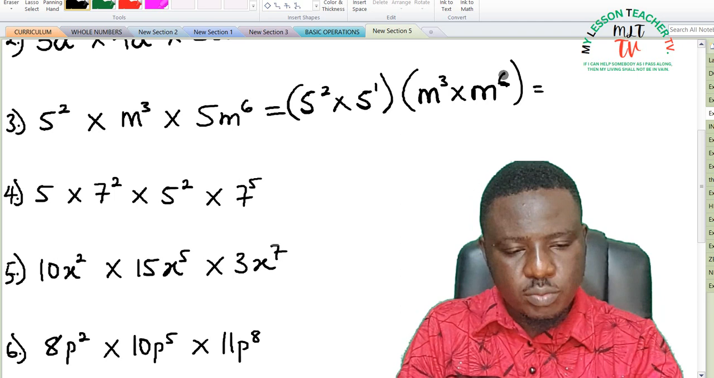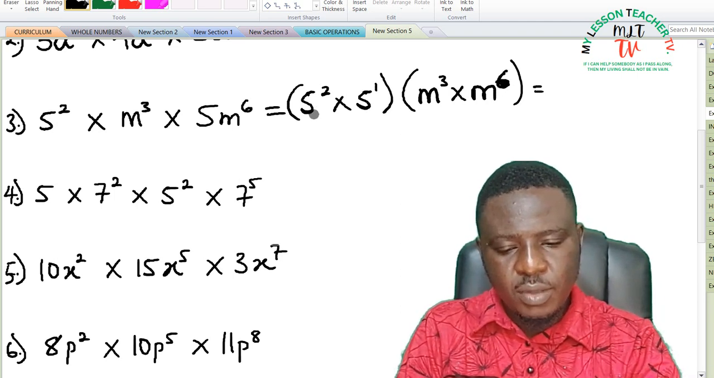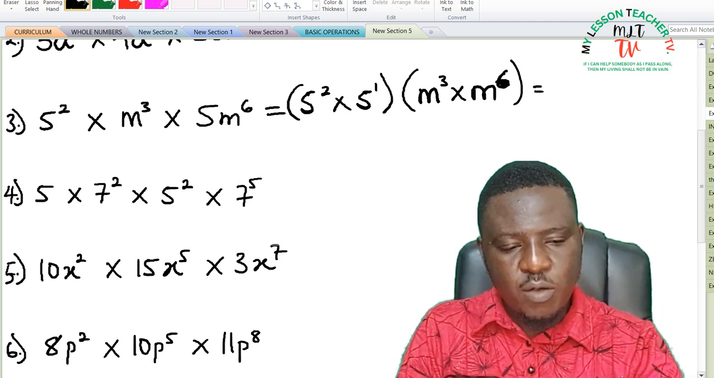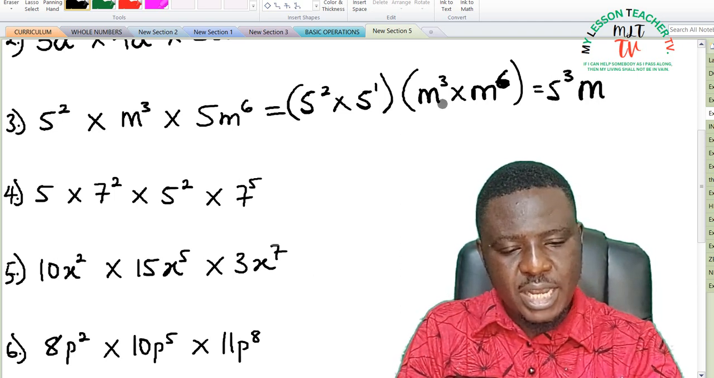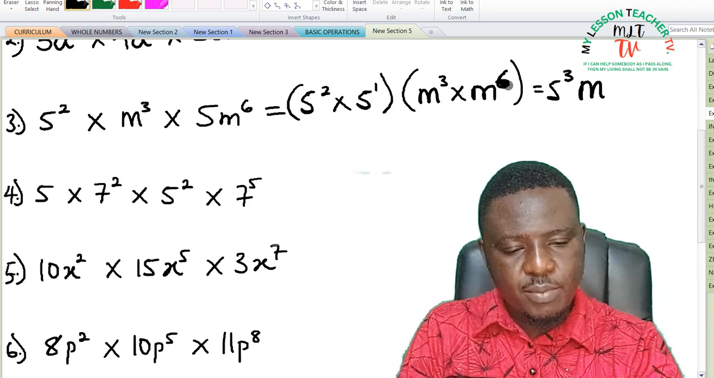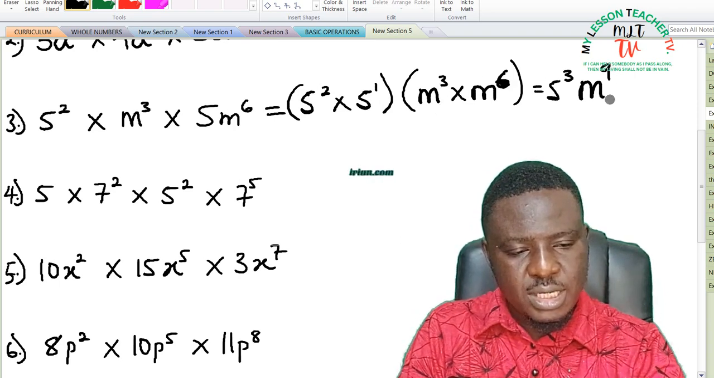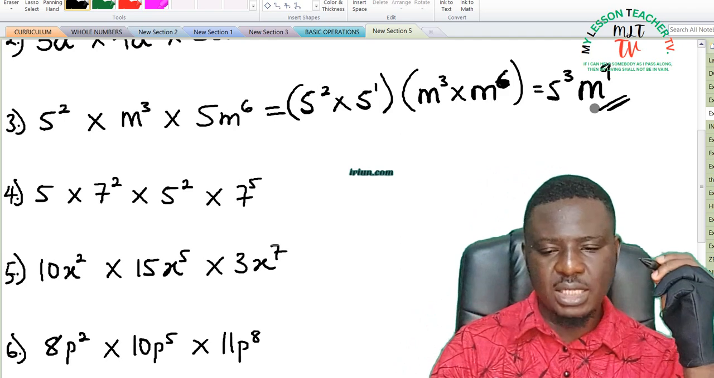so that this is equal to 5 squared times 5 raised to the power of 1 is said to be 5 raised to the power of 3, 5 cubed, m times m raised to the power of 3 plus 6, which is 9. So this is your answer.